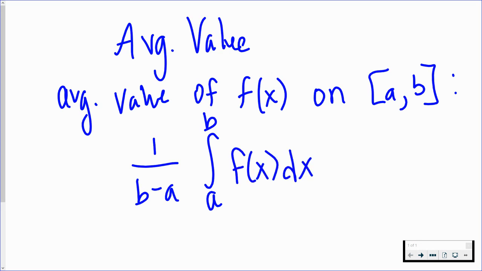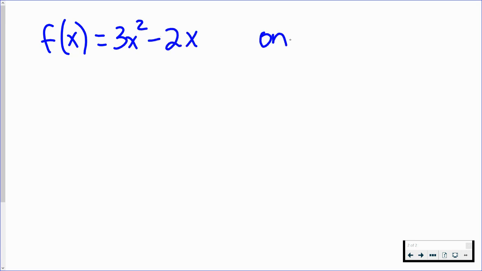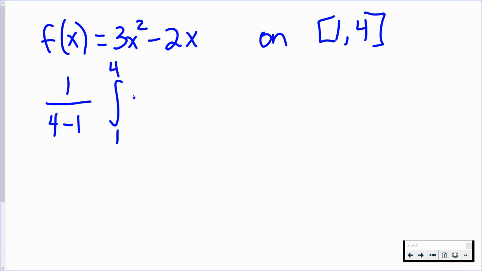Okay, we did this before, but let's go over an example, make sure we got it. Let's say we have the function f of x equals 3x squared minus 2x, and we want to find the average value of this function on the interval 1 to 4. Okay, so let's take 1 over b minus a, 1 over 4 minus 1, times the integral from 1 to 4 of the function 3x squared minus 2x, dx.